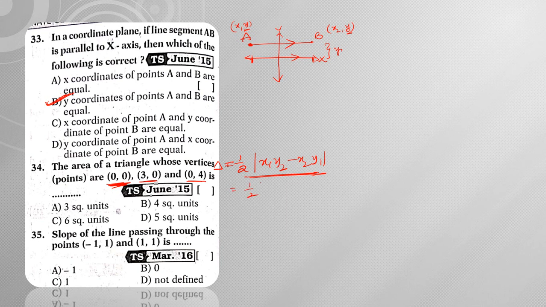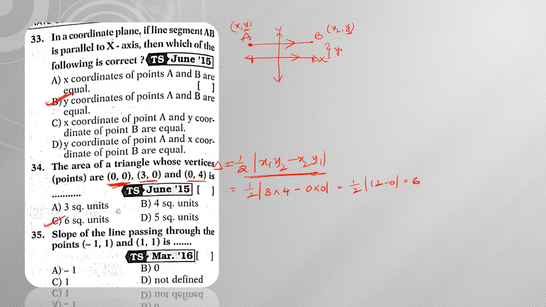Then what am I going to get? Half into modulus of x1 is 3 into y2 is 4 minus 0 into 0. Now from this, half into modulus of 12 minus 0, which gives 6 square units. Hence the answer is 6 square units.